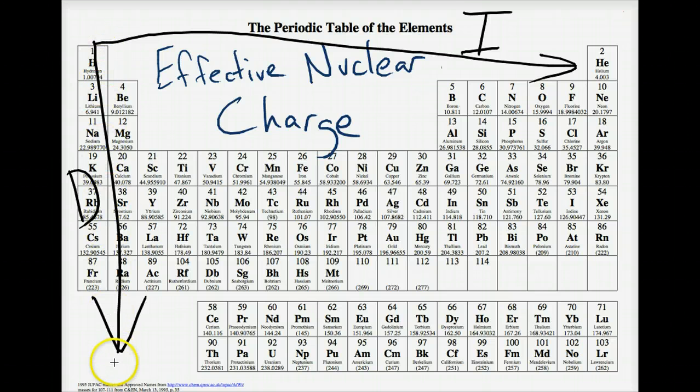Attraction decreases. And again, attraction of what? The outermost electrons decreases as we go down a column. That's effective nuclear charge. Again, to define it, it's the attraction that the outermost electrons experience or get from the protons in the nucleus. Now, that was the trend for effective nuclear charge.